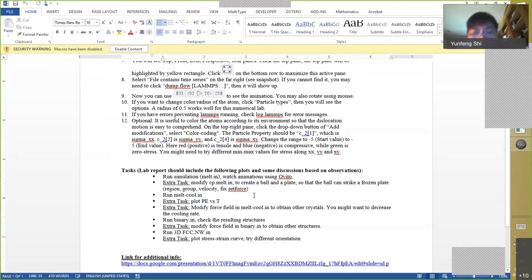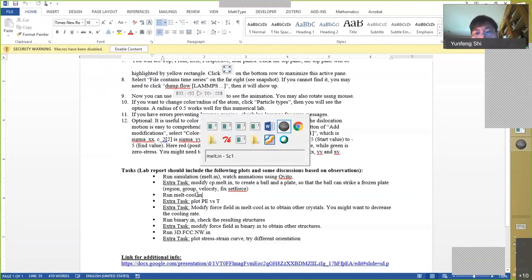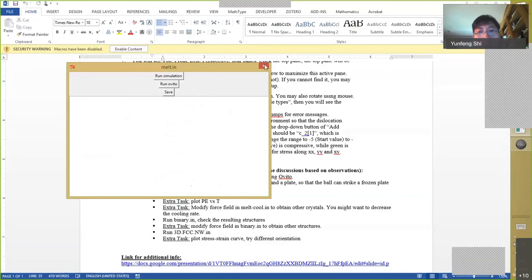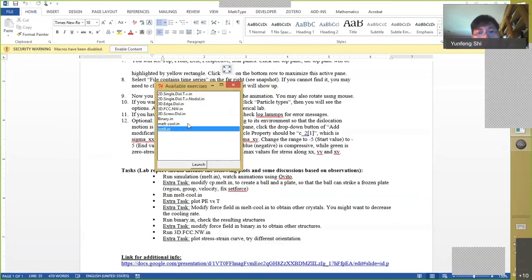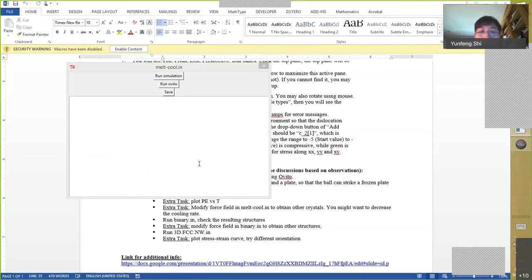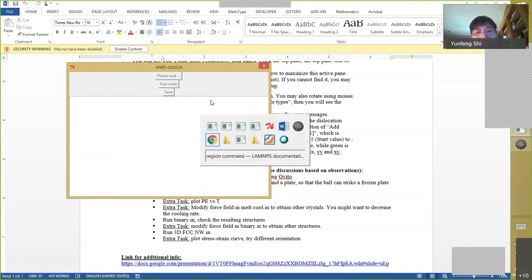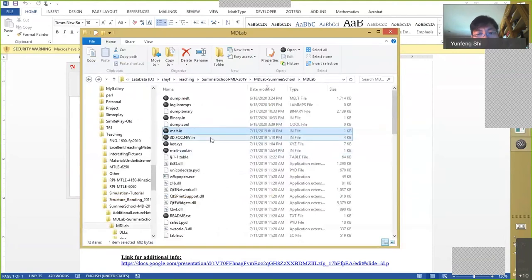Okay, so let me move on. So now I'm gonna run the second code, which is melt.in cool.in. So this will be a heating up and then cool down. Now we'll see how solidification occurs. Let's see whether I can find it. Oh, here, right here, melt cool, right?